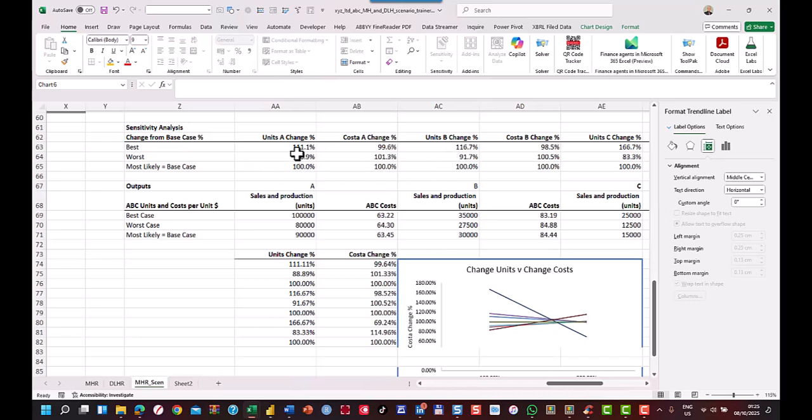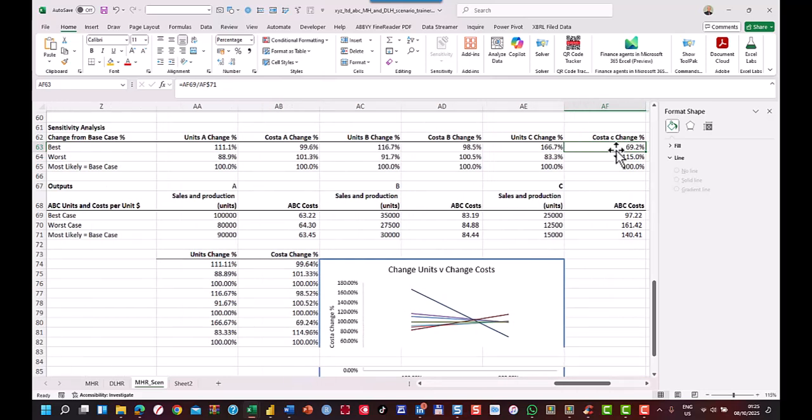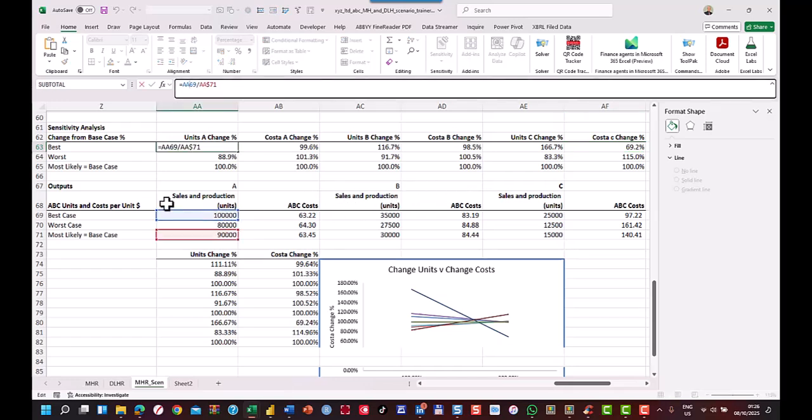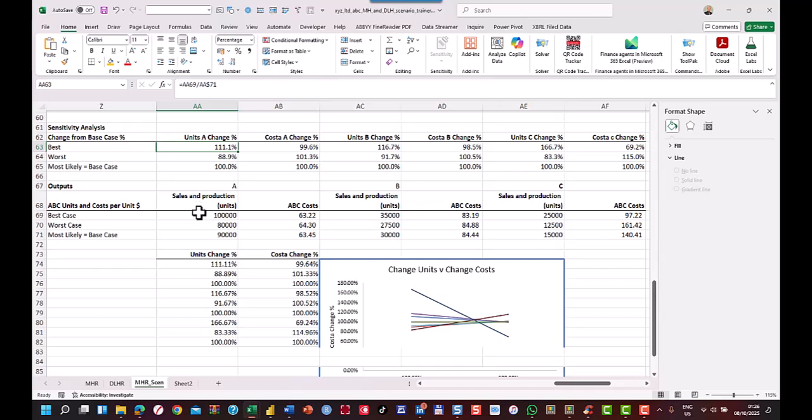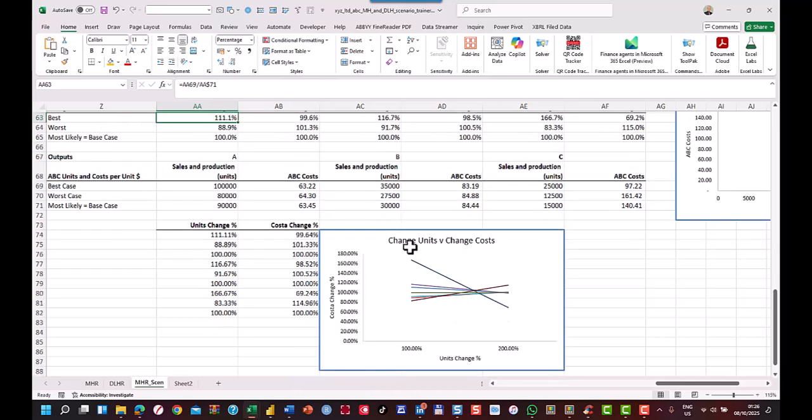111, 99, 117, 99, 167, and 69. So in terms of sensitivity, draw your own conclusion. I've recreated this table here. I didn't need to do it, but it just makes life a lot easier for a reader. So I'll put in the scenario data and then use that to do the calculations there. It is finally unit change, the rates of change.